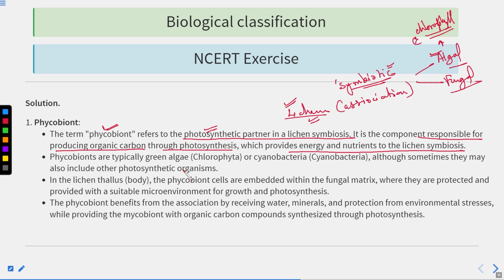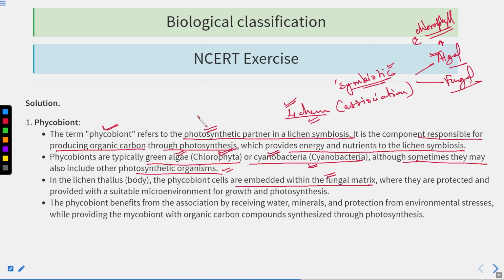So the phycobionts are typically green algae, that is the Chlorophyta, or cyanobacteria. So some cyanobacteria may also be there, that is a monera, right? And if you talk about the algal component, generally it is the green algae, the Chlorophyceae or Chlorophyta. Although sometimes they may include other photosynthetic organisms, in the lichen thallus body the phycobiont cells are embedded within the fungal matrix.